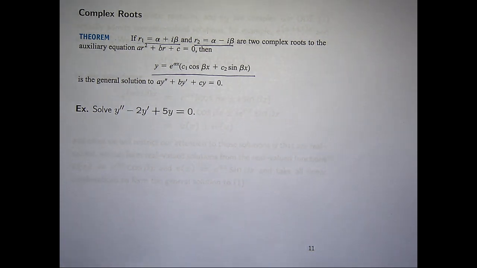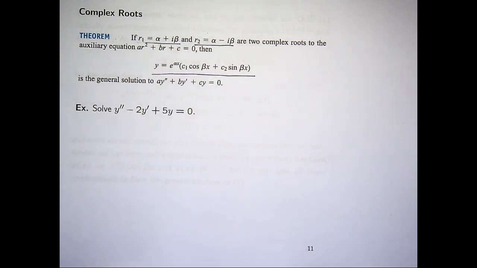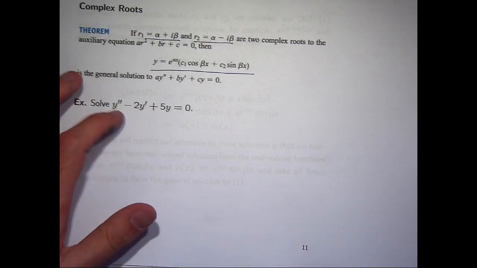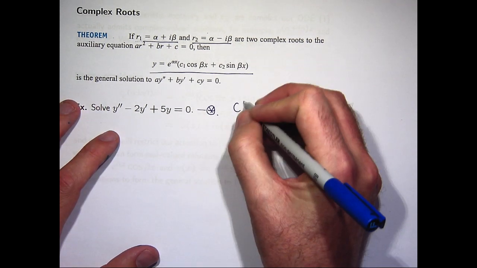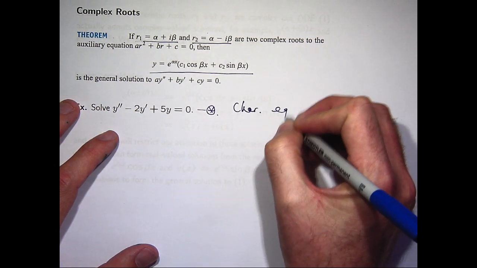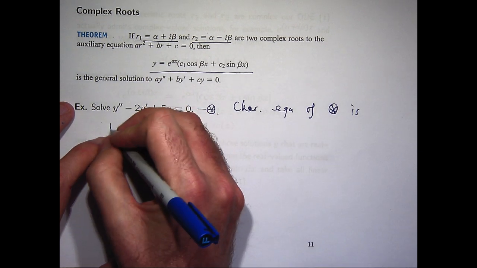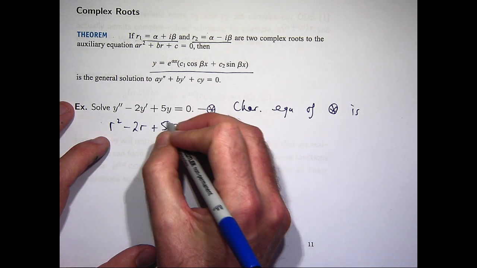So let's solve this particular problem. And again, if you want to know where this comes from, there's a couple of ways of formulating it. Again, you can use the reduction of order method, but it's a little bit trickier. But let's actually have a look at a particular problem and see how I would solve it. So the characteristic equation of star is going to be r squared minus 2r plus 5 equals 0.